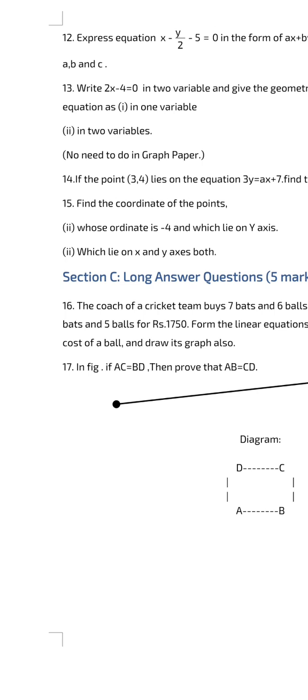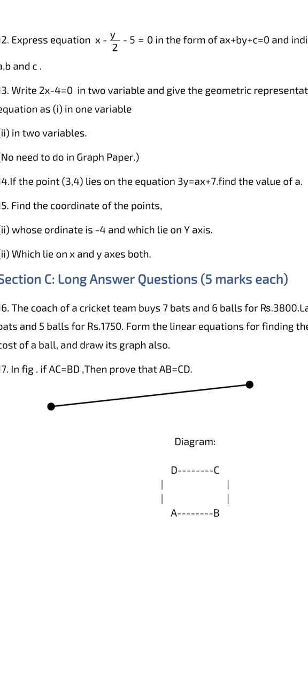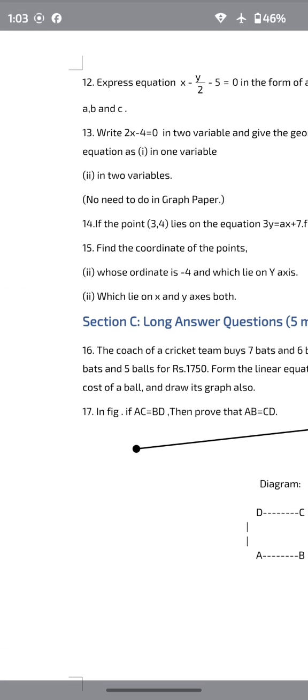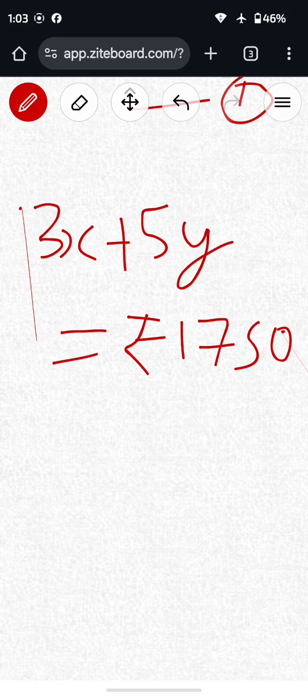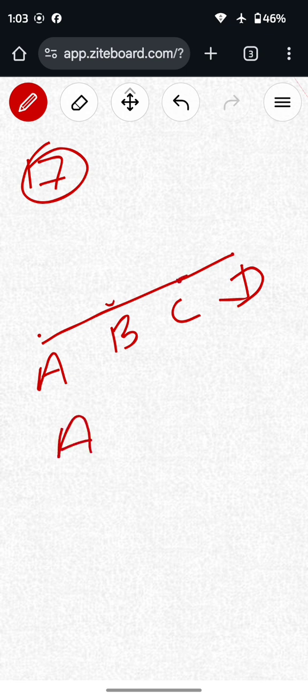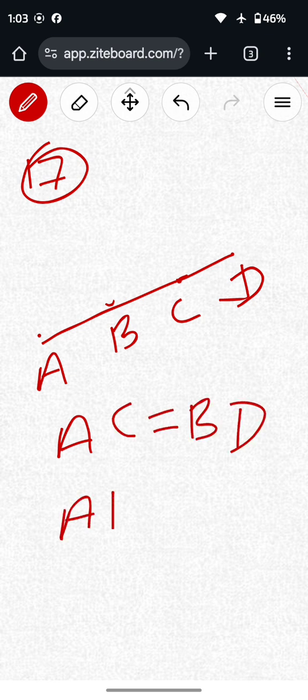If in the figure there is AC equal to BD, then prove that AB equal to CD. So the question is as question number 17. Here is a line A, B, C, D. These are 4 points A, B, C, and D. It is given that AC equal to BD. We have to prove that AB equal to CD.